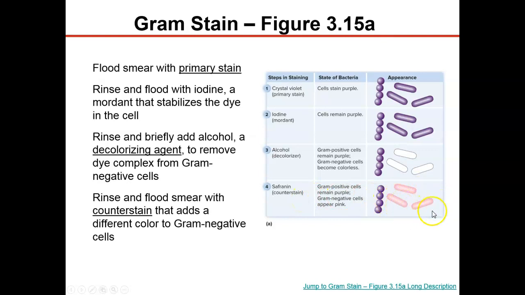Safranin colors the cells, but it's only going to color the cells that are not already colored with purple. The purple is so dark that the pink would not be able to affect the color. And so when we're done, we rinse the slide with distilled water, blot it with bibulous paper, and then look at it under our microscope on the oil immersion. And we'll see gram-positive purple cells and gram-negative pink cells.